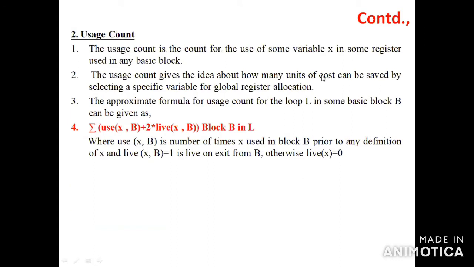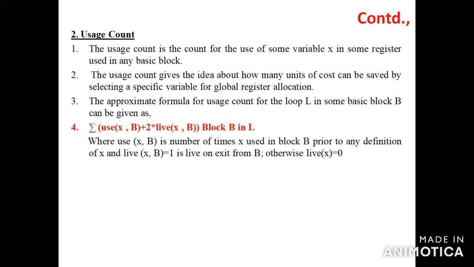usage count. This is one type of problem. I will just tell the theory now. On Monday I will solve the problem on the whiteboard. Okay. So here, usage count is the count for the use of some variable x in some register used in any basic block. You are allocating for all the variables, creating for one basic block. In that basic block, the variable that is live can be used at the end of each block. Then for each block, the variable you have to assign throughout the block, you have to specify a fixed register for the variable. Here what we do in usage count is count the use of some variable, and you assign for each block. The variable is x, in any basic block.